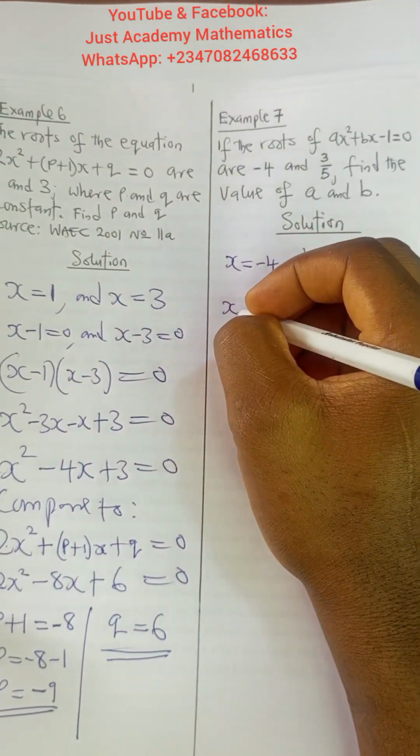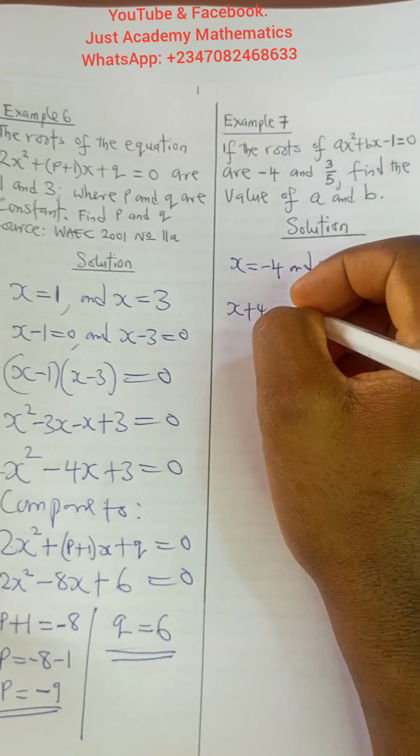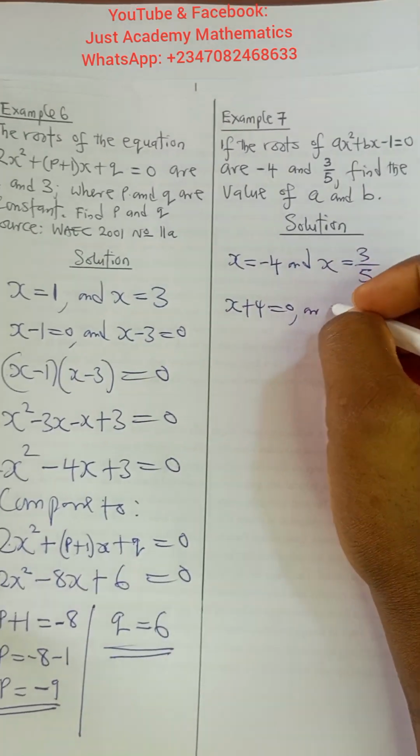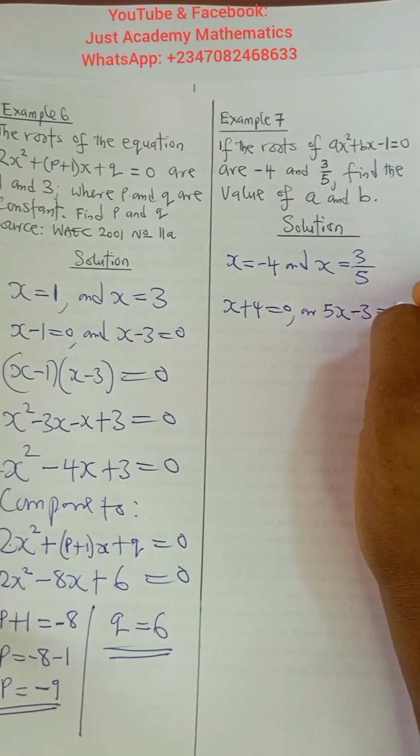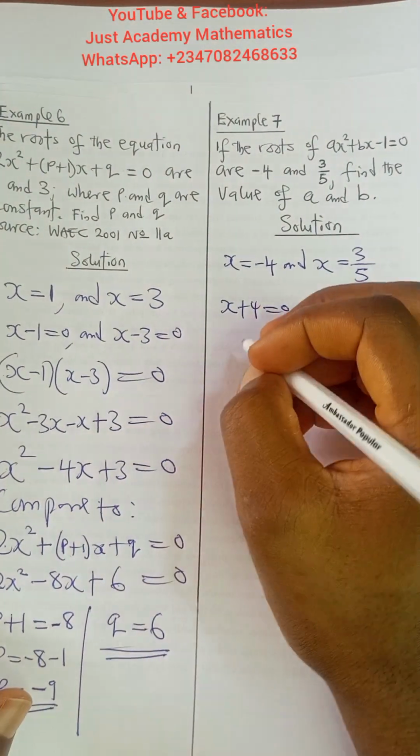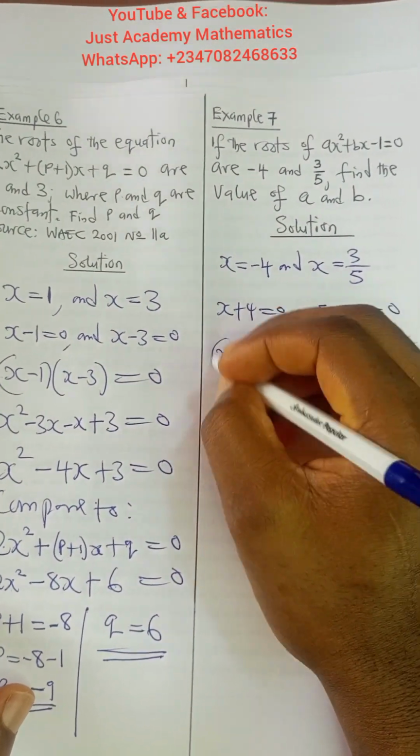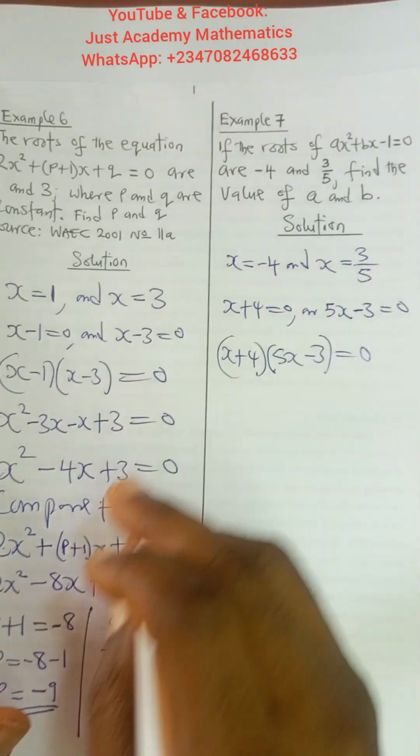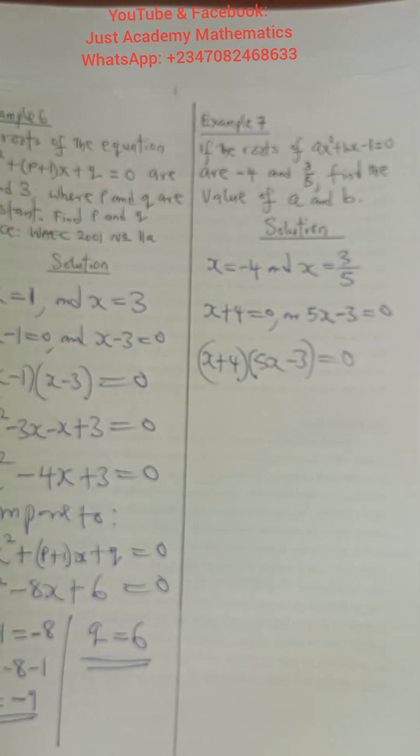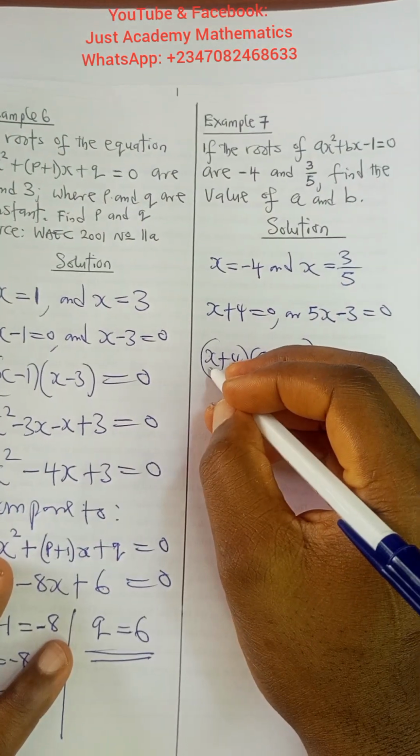Of course, you know what we are to do. This is x plus 4 equals 0, or this time this will give me 5x minus 3 equals 0. Then we equate to 0: x plus 4 times 5x minus 3 is equal to 0. Now what do we do next? We open the bracket, of course.